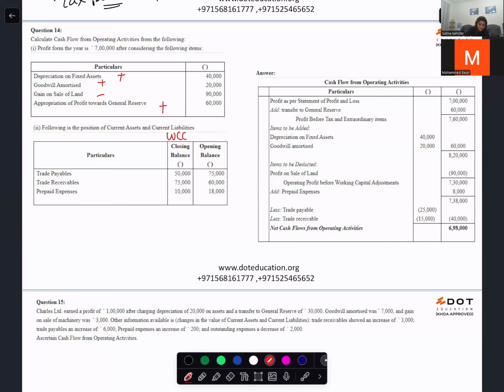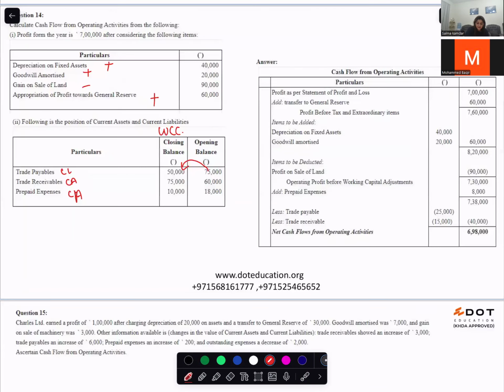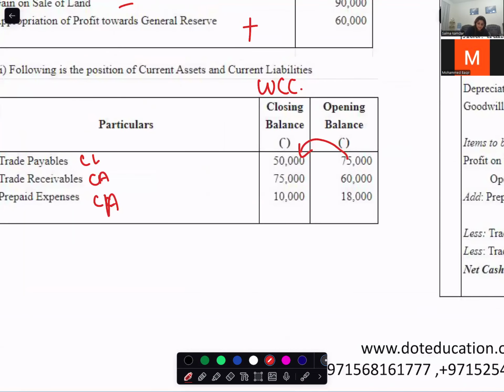These are your working capital items: current liability, current asset, and current asset. Current liability is trade payables. Is it decreasing or increasing? It is decreasing. So you will subtract. Current liability decreasing, subtract.